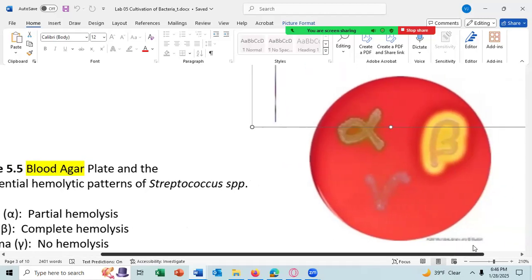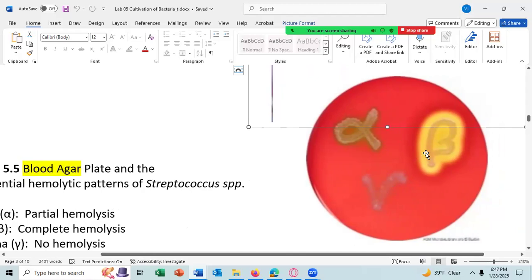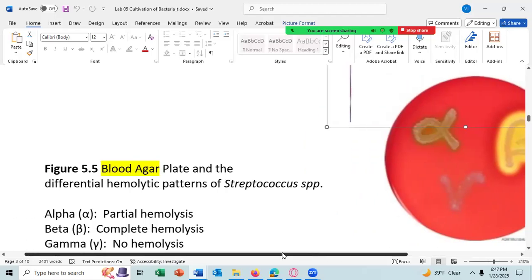And if you don't know, that's alpha, beta, gamma, the first three letters of the Greek alphabet, which is alpha hemolysis, beta hemolysis, and gamma hemolysis. Any question about any of that?